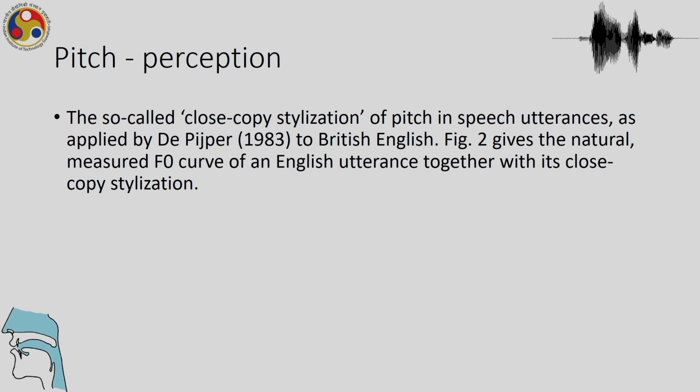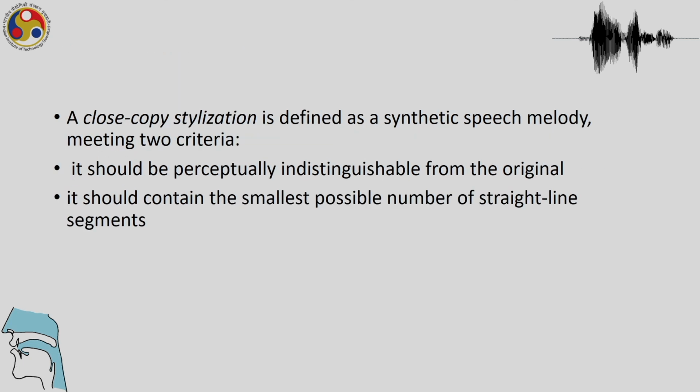And so we see the natural measured F0 curve of an English utterance. We'll see that close very soon. A close copy stylization is defined as a synthetic speech melody meeting two criteria. It should be perceptually indistinguishable from the original. It should contain the smallest possible number of straight line segments.